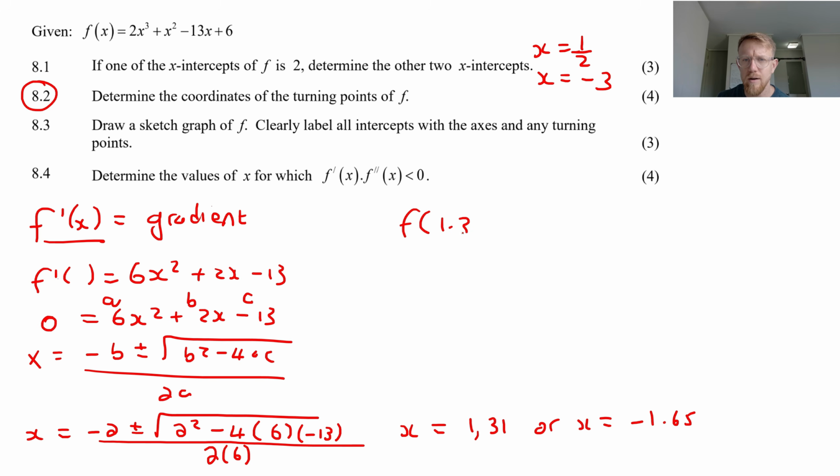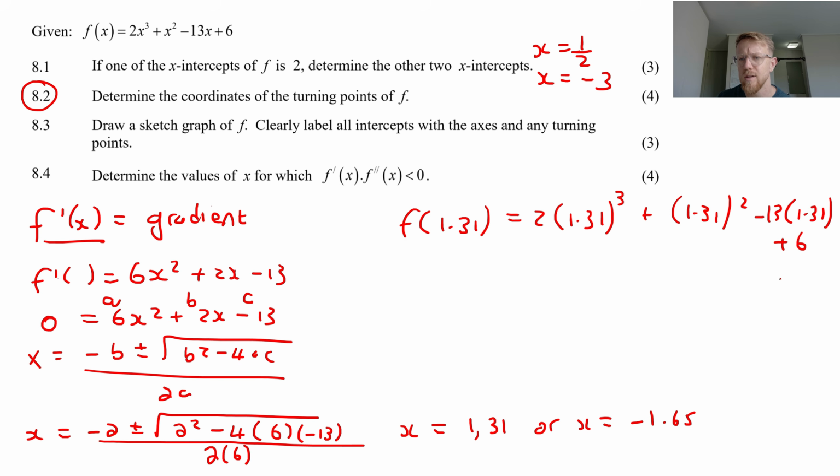So when you plug in the 1.31, you're just going to plug it in, 1.31 cubed plus 1.31 squared. And then just to save time, guys, I'm not going to show you the next one. I'm just going to write down the answers for you, but you get the idea. The next one, you would plug that number in. And so for x equals 1.31, the y value will be negative 4.82. And then for this one, when the x value is minus 1.65, then the y value should be 21.19.